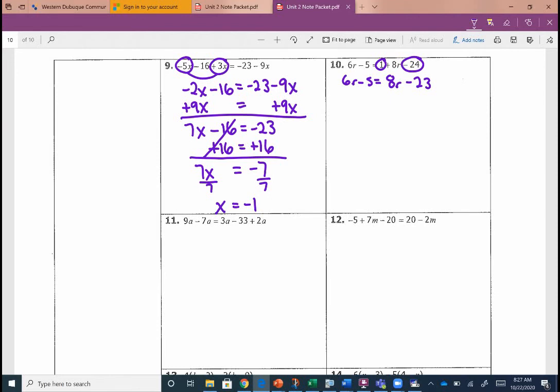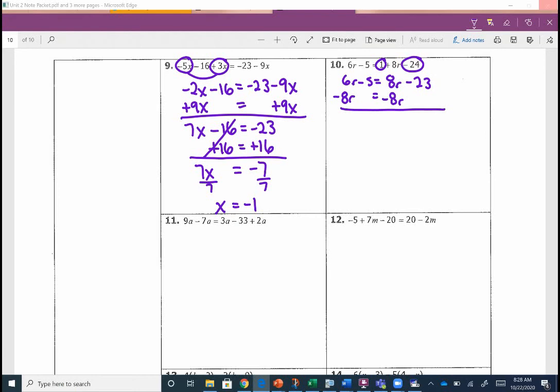Now I have to choose if I'm going to move the 6r or the 8r. We talked earlier that a lot of you like to keep your variable on the left. So I'm going to move the 8r by subtracting it from both sides. You guys like your variable to be on the left, so I'm going to move my variable over to the left. You don't have to. Some of you that I already helped with number 10, you moved the 6r and you're fine. Don't change it.